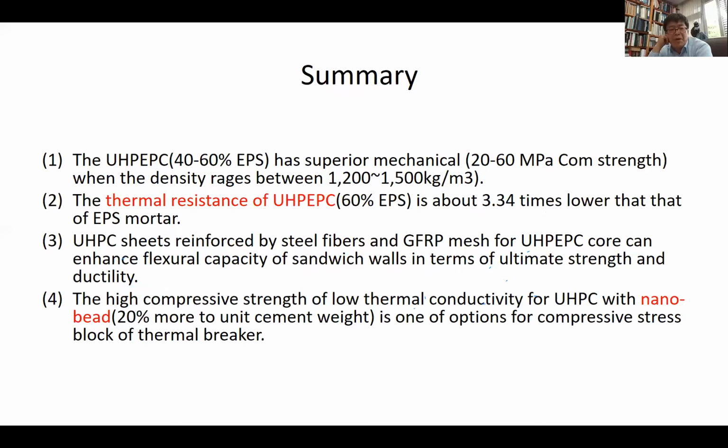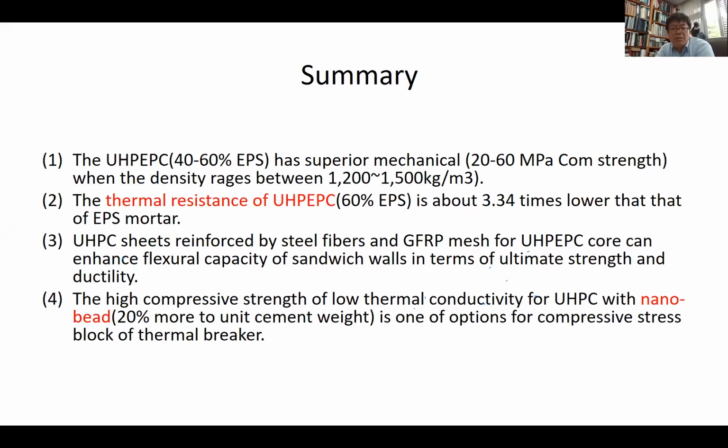Summary of the second part: UHPC with 40 to 60% of EPS has a superior mechanical property as a lighter material. Also, the thermal resistance of this material is 3 times lower than EPS mortar. Also, UHPC sheet reinforced by the steel fiber and the GFRC shows acceptable flexural capacity. So finally, the high compressive strength and low conductivity of the UHPC with the nano bead is one possible option for the compressive block of the thermal break.